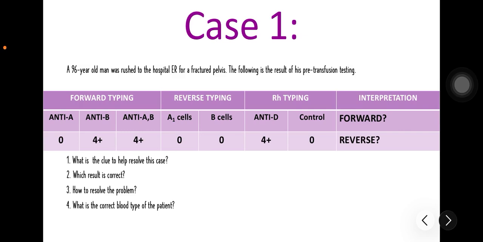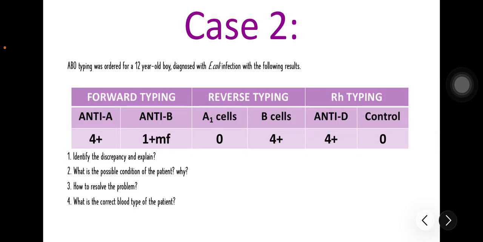Okay, now let's proceed to case number 2. So, ABO typing was ordered for a 12-year-old boy diagnosed with E. coli infection with the following results. Now, let's analyze the results.